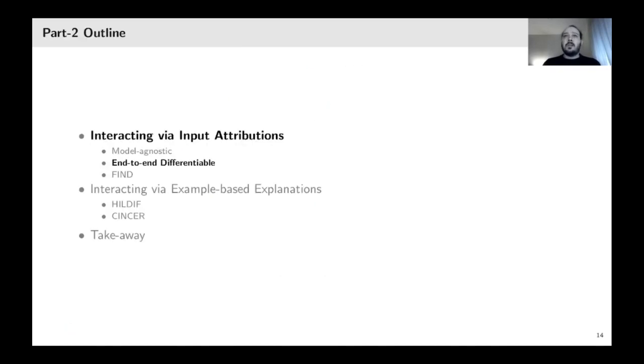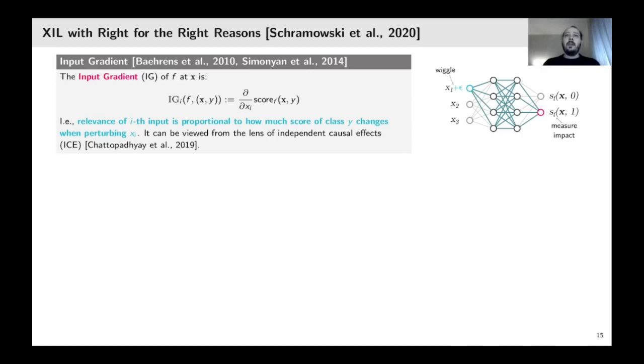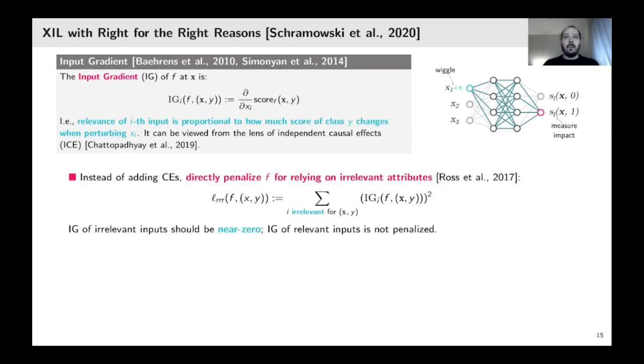Another class of approaches aligns the model to the user's corrections in an end-to-end differentiable manner. Consider input gradients. This is a well-known attribution algorithm that associates responsibility to each input variable proportionally to how sensitive the model's output is to small perturbations to that variable, all else being equal. Notice that the input gradient also conveys directional information. Other differentiable attribution techniques tend to generalize the same basic template. This immediately suggests an alternative to counterexamples.